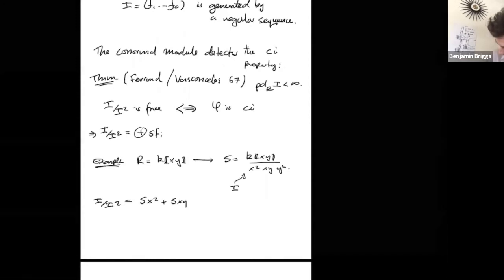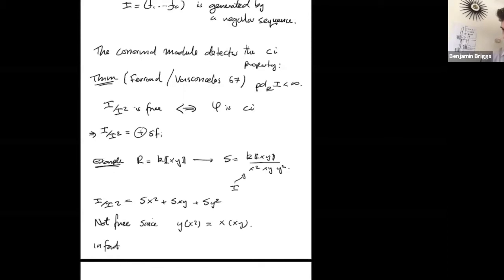So let's work out what the kernel module is. Well, whatever it is, it's just the S module generated by x squared, xy, and y squared. And this is not free. These sums here are not direct sums, because if we take this first thing and multiply it by a y, we get the same thing as if we took that second thing, xy, and multiplied it by an x. So it's not free.